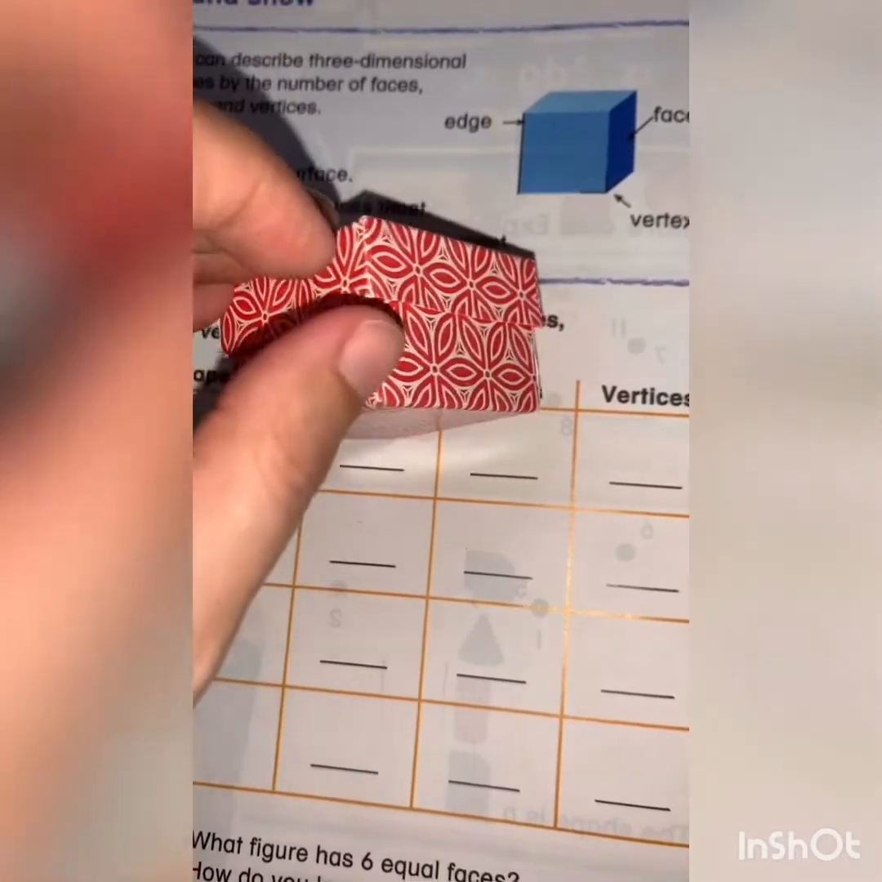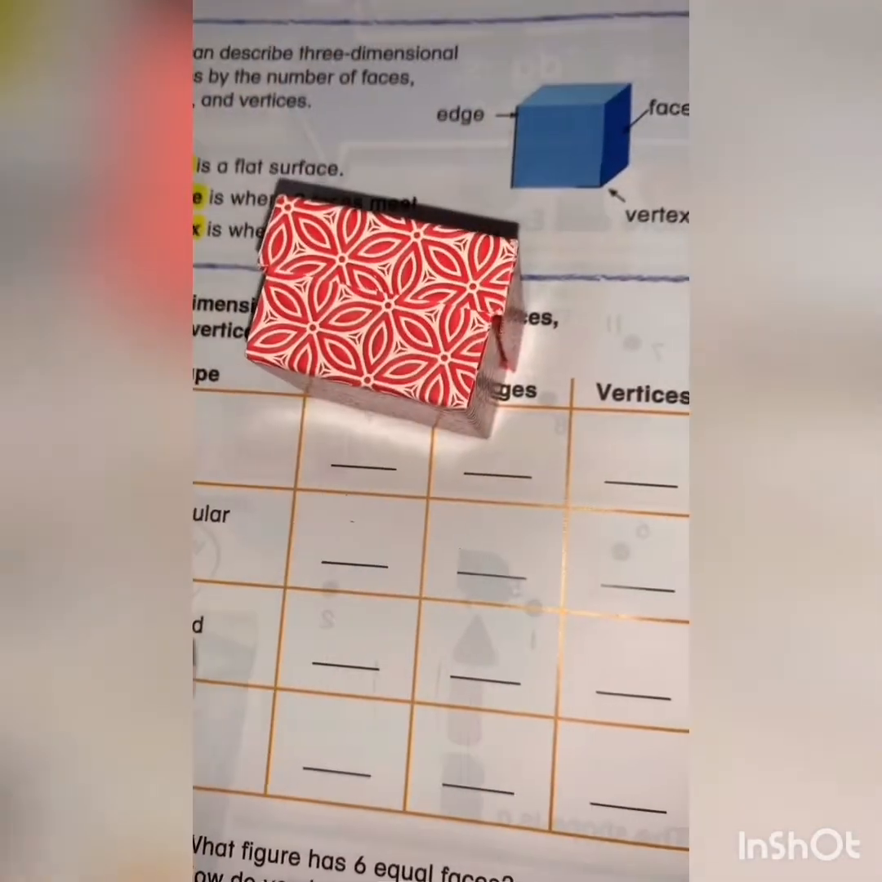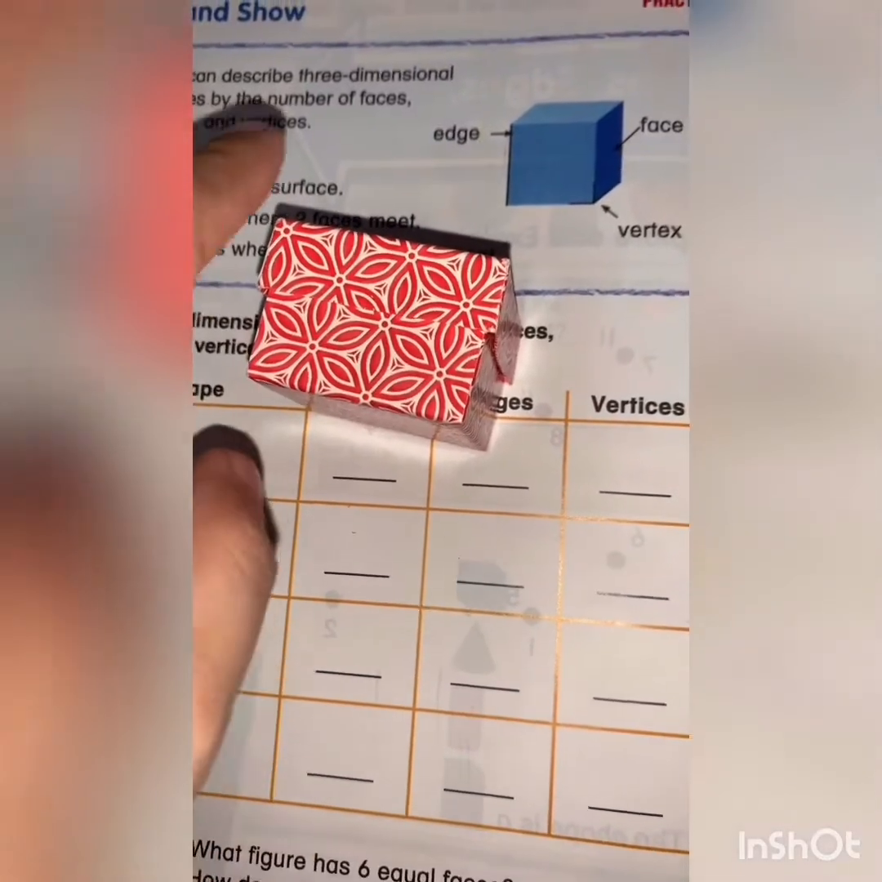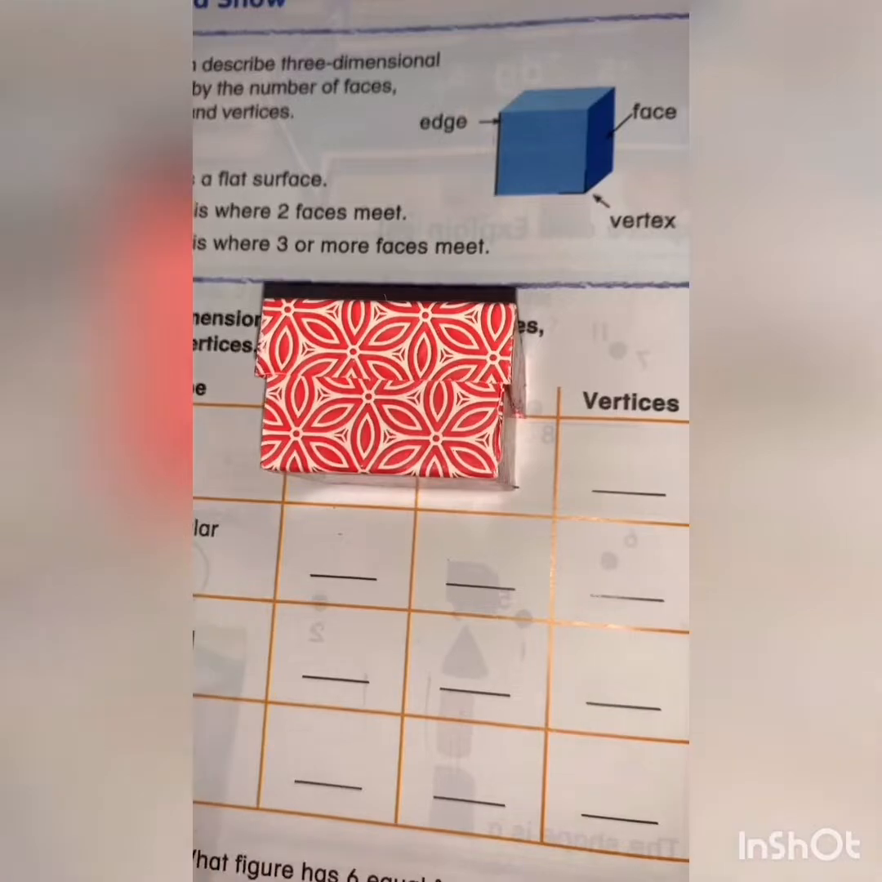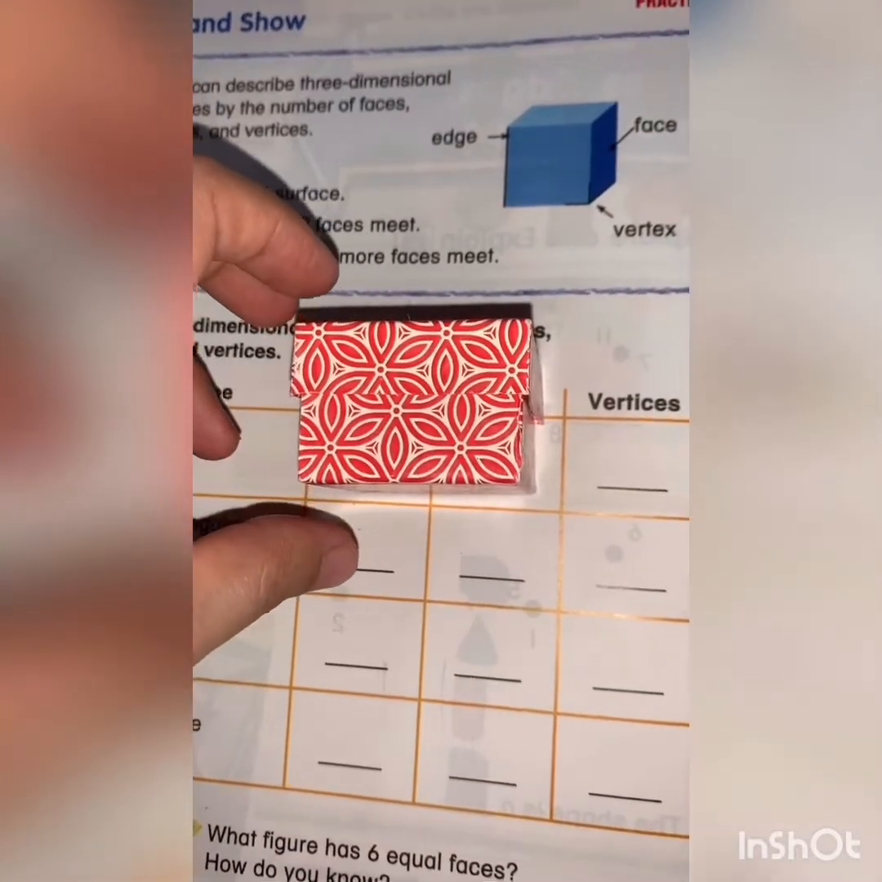Okay. So how many? If we count, you will find here we have 1, and here we have 2. We have here 3, 4. Okay. 5, 6, 7, and 8. So we have 8 vertices. Okay.